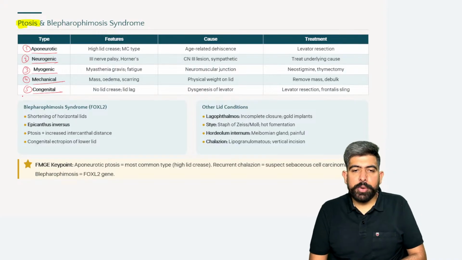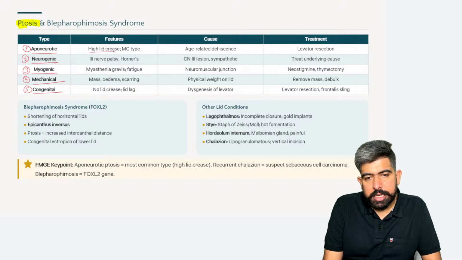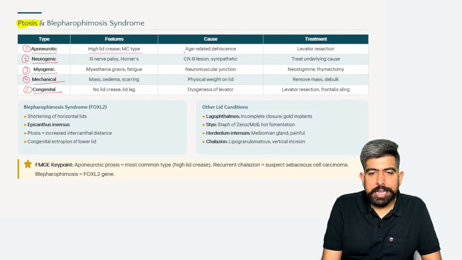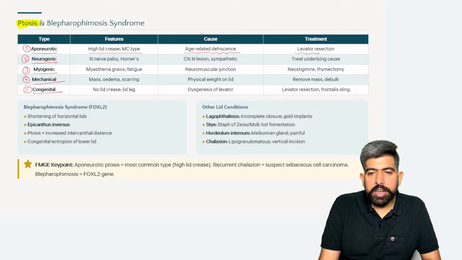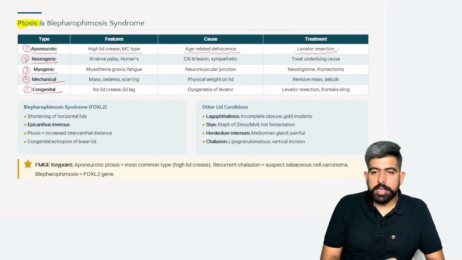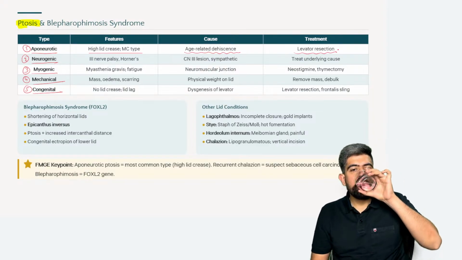The first one is the aponeurotic. In this condition, the high lid crease is seen, and it is the most common type. It is age related. The treatment is levator resection, right? Levator palpebrae superioris resection should be done in this case.